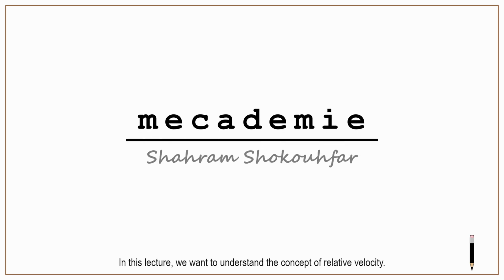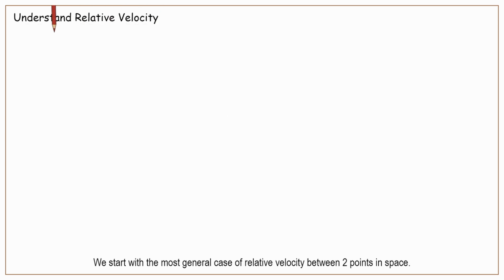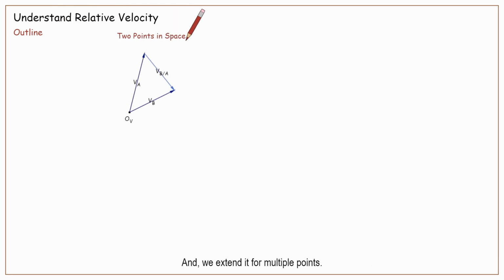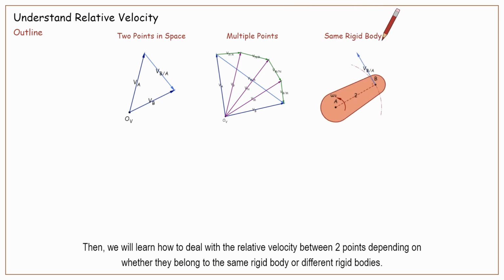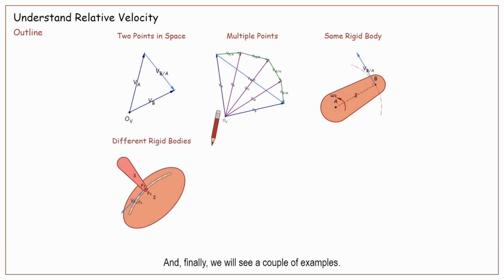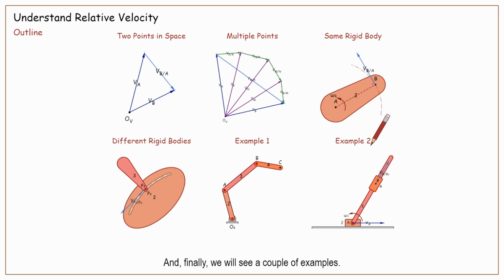In this lecture, we want to understand the concept of relative velocity. We start with the most general case of relative velocity between 2 points in space, and we extend it for multiple points. Then we will learn how to deal with the relative velocity between 2 points, depending on whether they belong to the same rigid body or different rigid bodies. And finally, we will see a couple of examples.